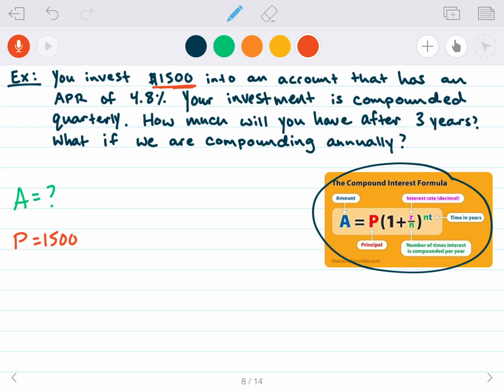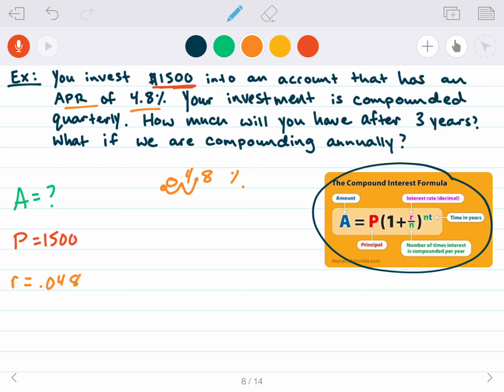And they tell us the APR. So they tell us the interest rate is 4.8%. So that is my R. But remember, whenever you put this in the formula, don't forget this. Write this percent as a decimal first. And when we go from percents to decimal, we have to move the decimal to the left 2 units. 1, 2. So R is going to be 0.048. All right.